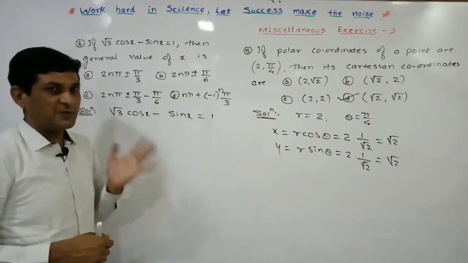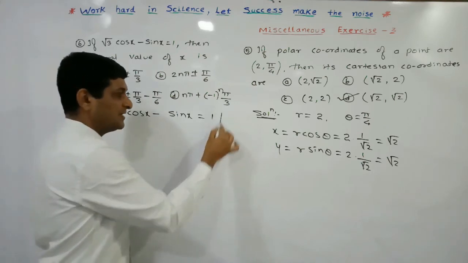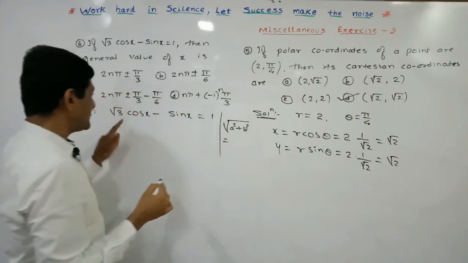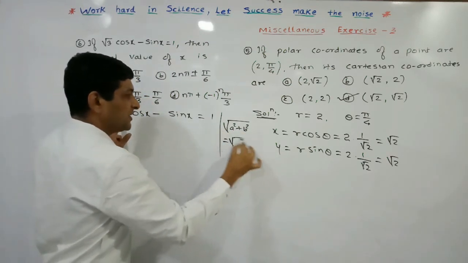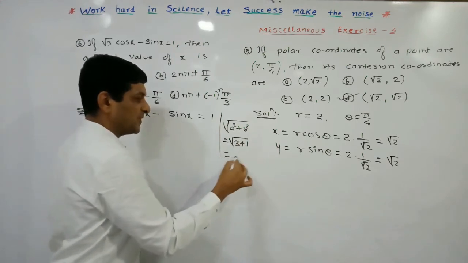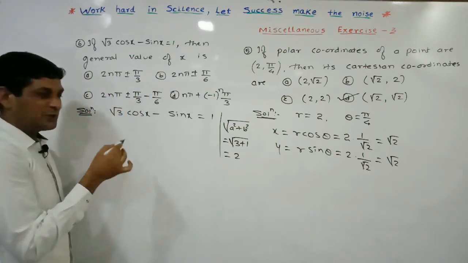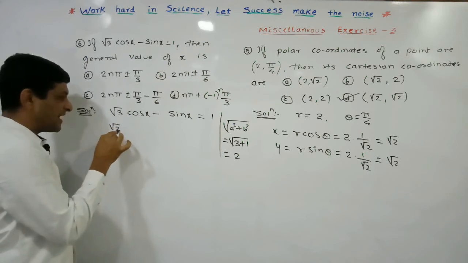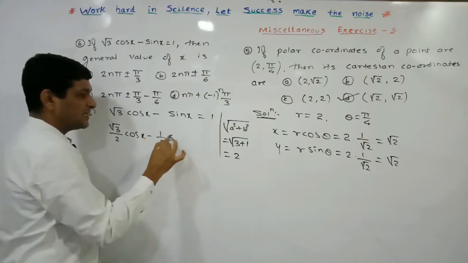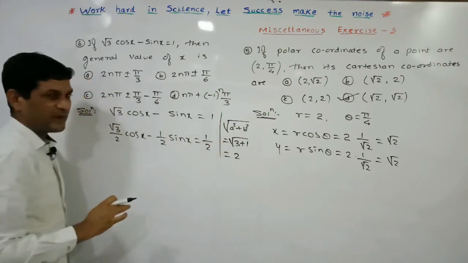In such cases we have seen one method: divide both sides by √(a² + b²). Here, what is the value of a² + b²? Here a is √3, so the square of √3 is 3, plus b². b is here −1, and the square of −1 is 1. So what are we getting here? √4 is equal to 2. So divide both sides by 2. If I divide both sides by 2, here we will get (√3/2) cos x − (1/2) sin x equal to 1, so on this side also we are dividing by 2.